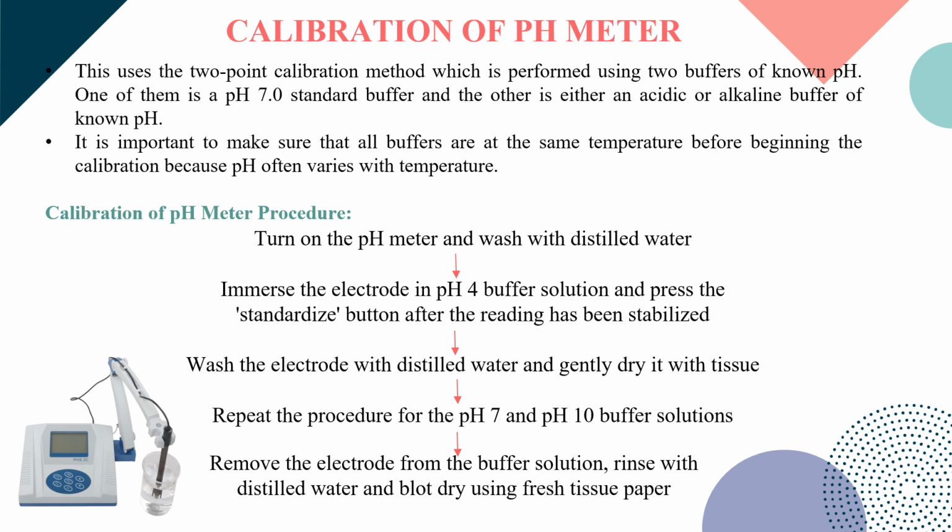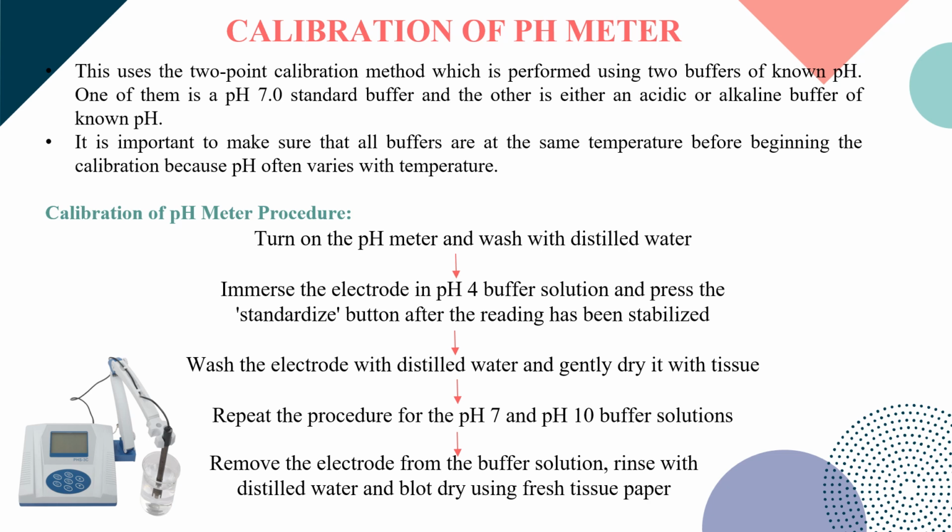The next is the calibration of the pH meter. For this purpose, we need to use the two-point calibration method, which means we require two types of buffer. One is pH 7, which is considered the standard, and the other is either an acidic or an alkaline buffer. We need to ensure that both buffers we are going to use are at the same temperature.